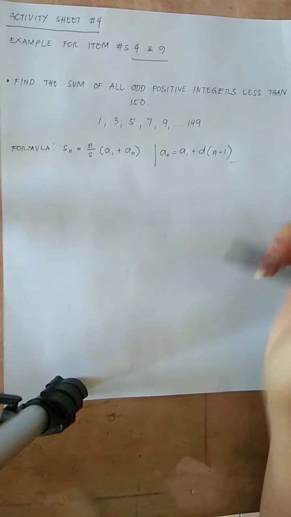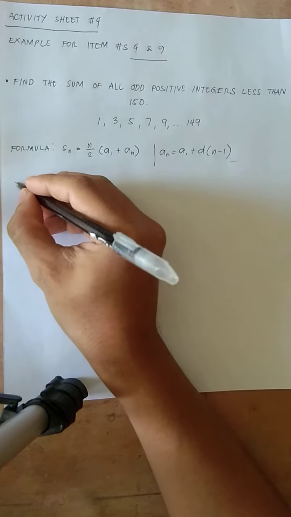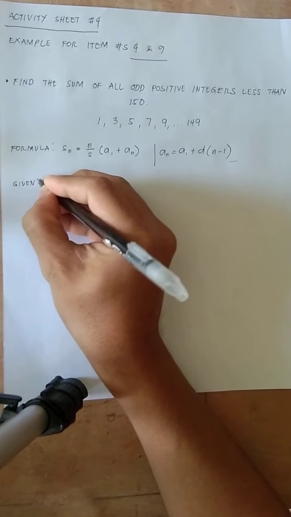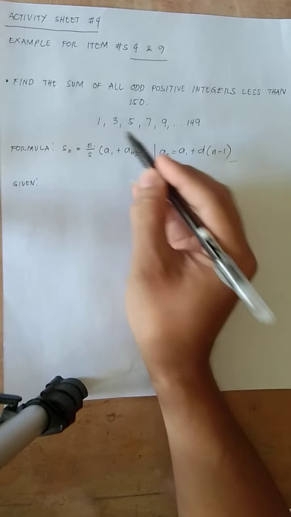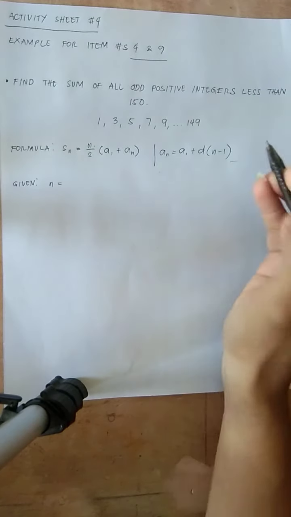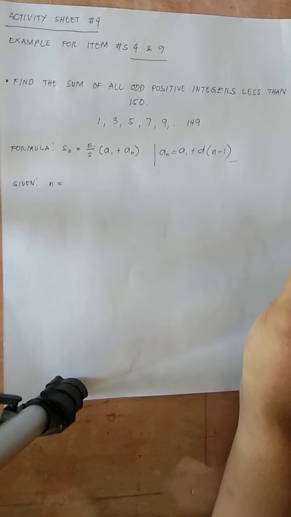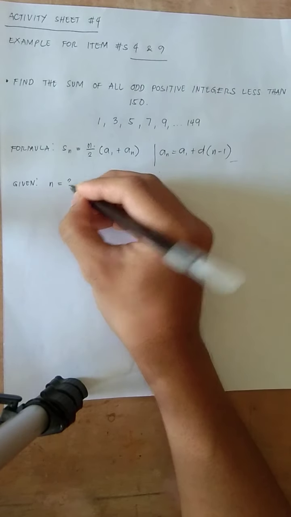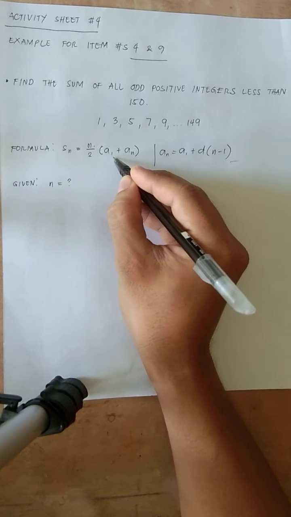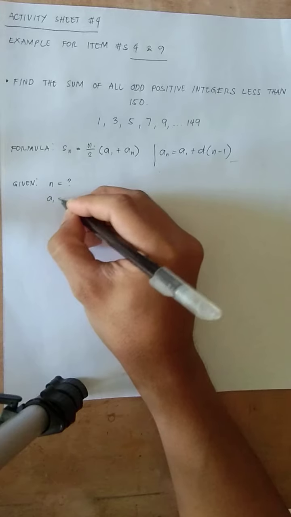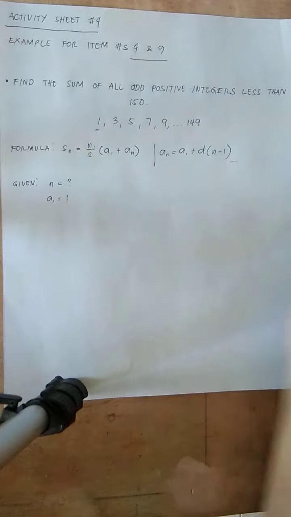Okay? So to start solving for the sum of this sequence, let us identify first what are the given. So the given on this problem is, let's start with the number of terms, n. Do we know how many terms are there in this sequence? Is it given? No, not yet. So that means that it's still unknown. Okay? Now, what about the first term? Do we know the first term or the a sub 1? Yes, it is positive 1. So we have the value of a sub 1.